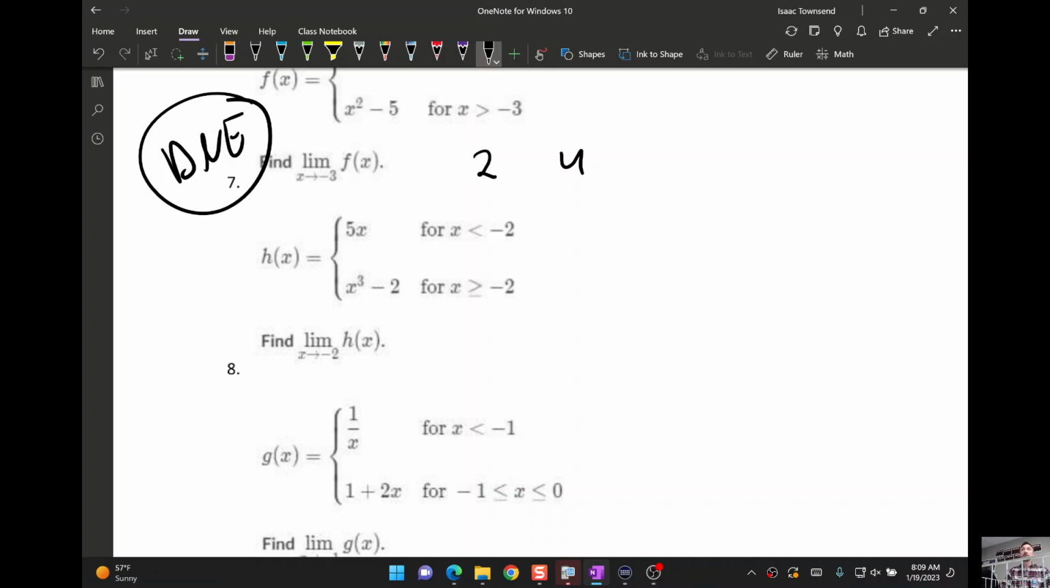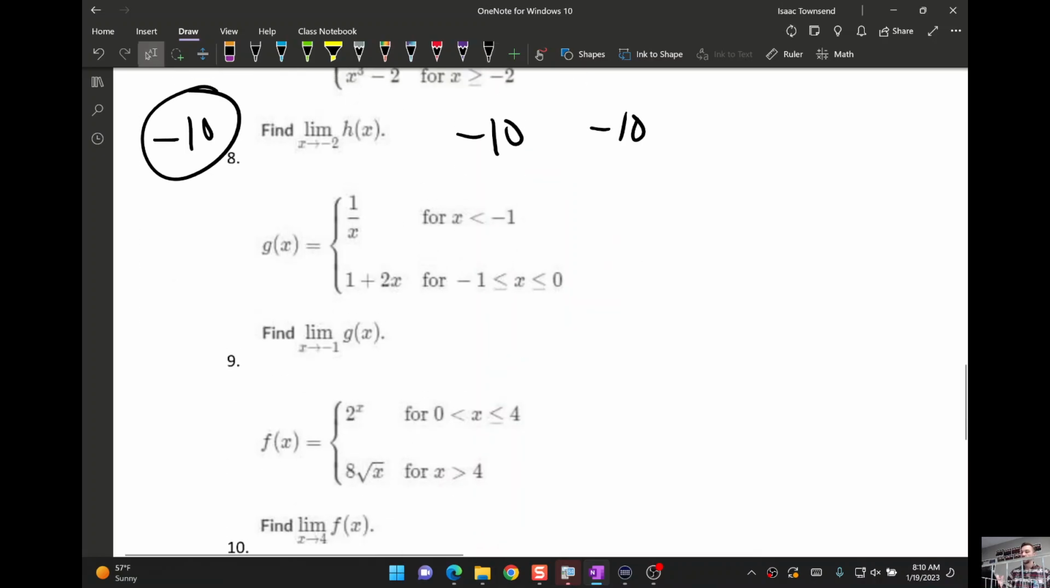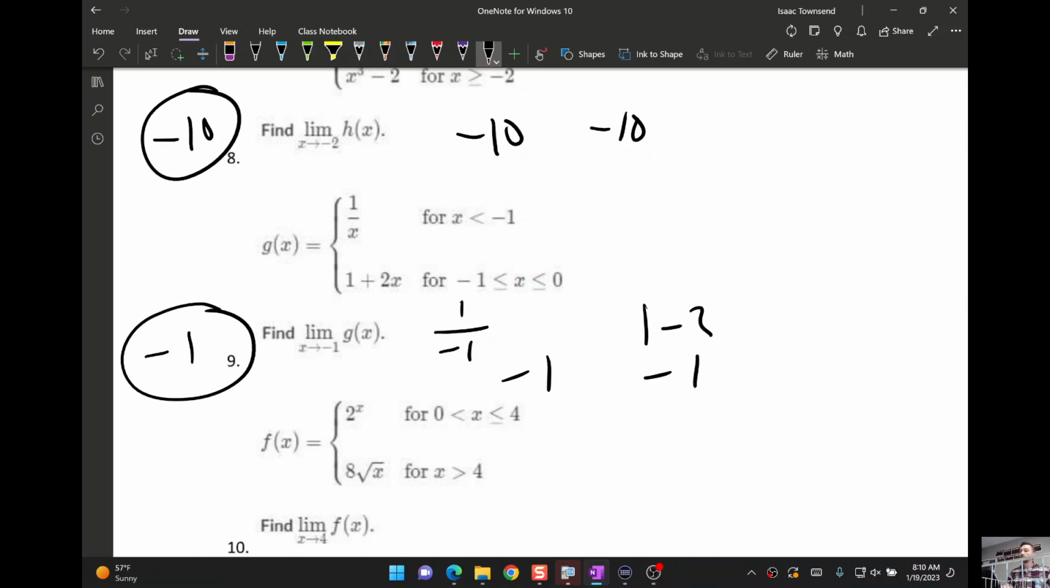Again, I'm happy to go over all of these if we need to. Number 8, looks like you should plug it into the top for the left and the bottom from the right. And it looks like they both approached -10, so I would say the answer to number 8 is -10. Number 9, -1 from the left would be the top, which gives you -1. From the right would be the bottom. 1 minus 2 would be -1. And since it approached -1 from the left and the right, that limit should be -1.